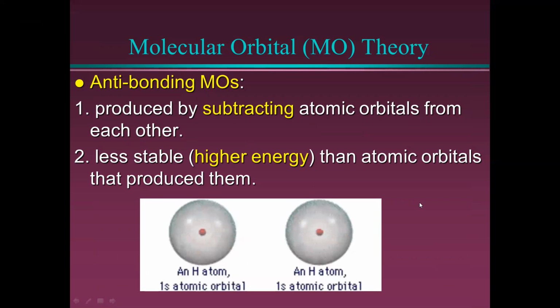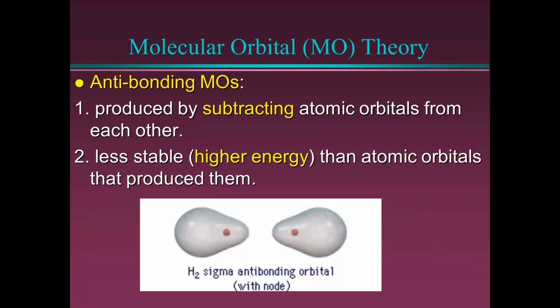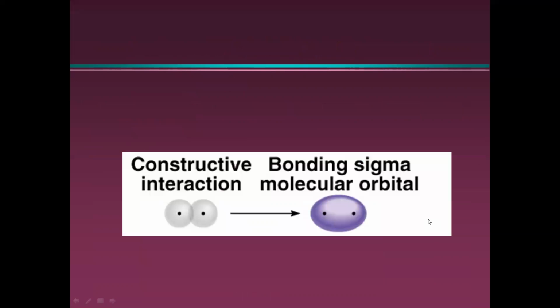The anti-bonding molecular orbital has reduced electron density in the internuclear region. If there is a reduced amount of electrons here, the electrons' interaction with the nuclei is less, right? So this is not stable. So it's called anti-bonding. Anti-bonding has higher energy.